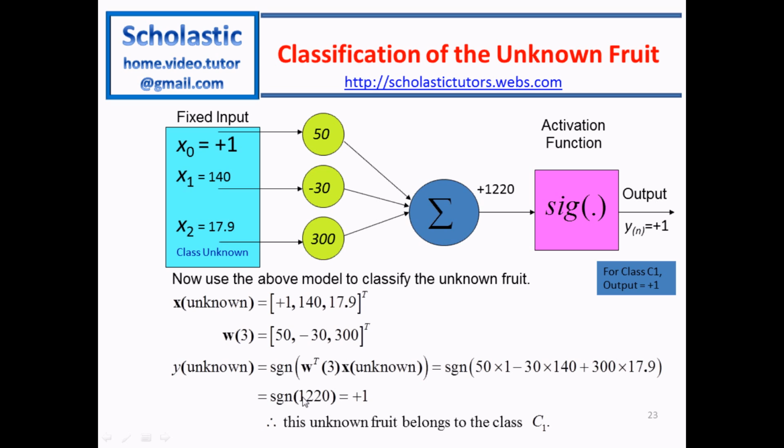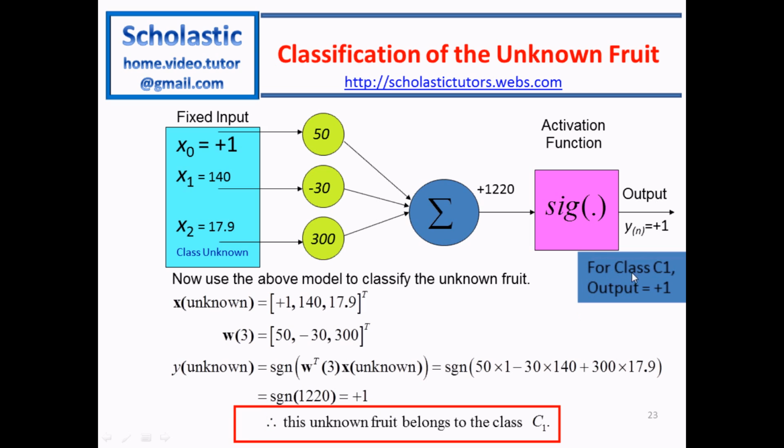Signum of 1220. If you can recall, it is a positive number. If the signum function has a positive input, it will give a positive 1 as the output. If the value is a negative number, whatever the number, then the output should be -1, because it's either +1 or -1 depending on your input. So the input to this signum function is +1220, which we calculated just now, and then we get an output of +1. That means the unknown fruit belongs to class C1. Therefore, it is a class C1 output because plus 1 means class C1. So this is actually a very simple way of classifying the unknown fruit. So we found that the fruit belongs to class C1.